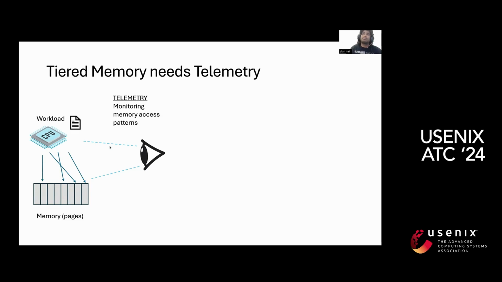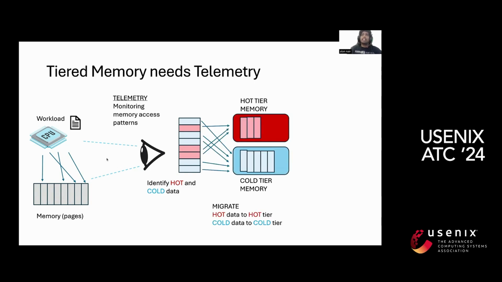The telemetry helps us identify the hot and cold parts of a workload's memory footprint. And once identified, the hot data may be placed in the hot tier, while the cold data is placed in the cold tier. And if everything goes well, the workload experiences, majority of the times, the hot tier's access latency and bandwidth, and the cold tier's capacity. So effectively, the workload gets to enjoy the best of both worlds, giving maximum performance on the system.